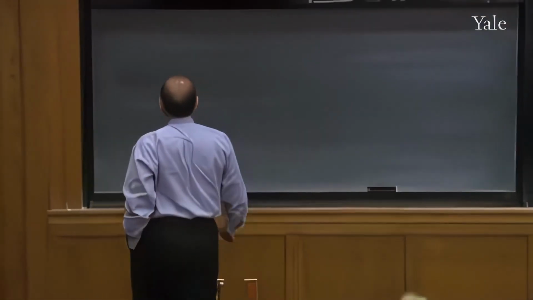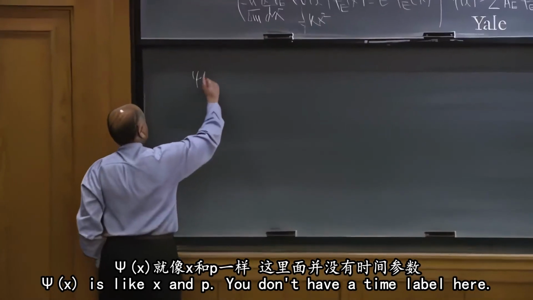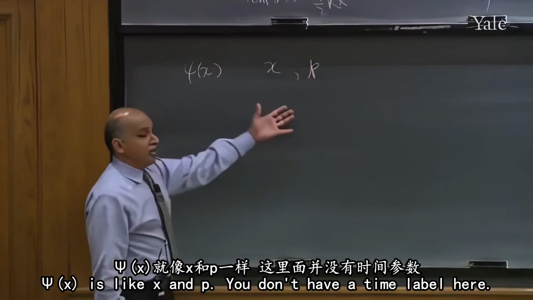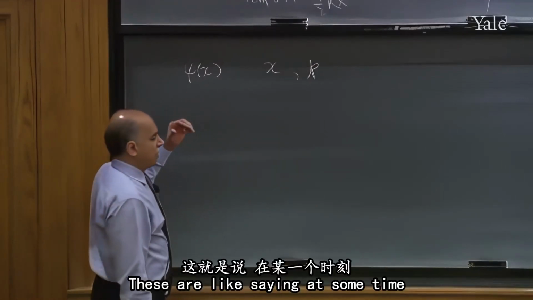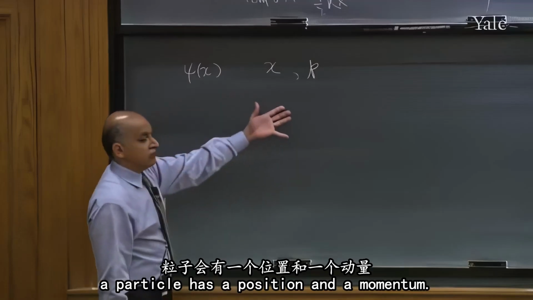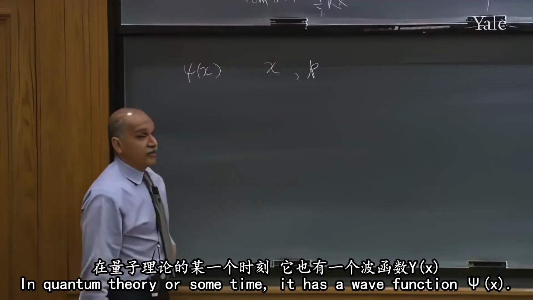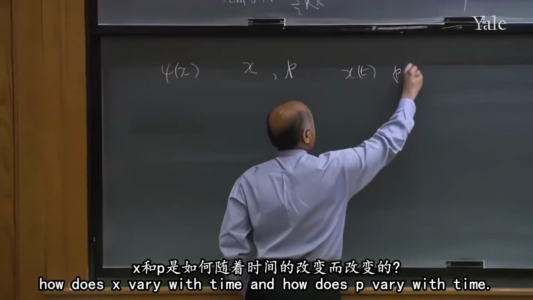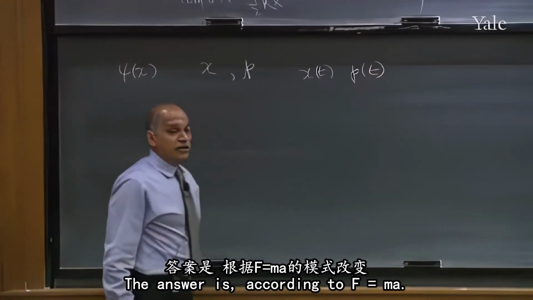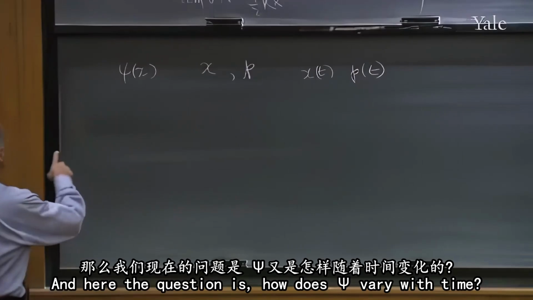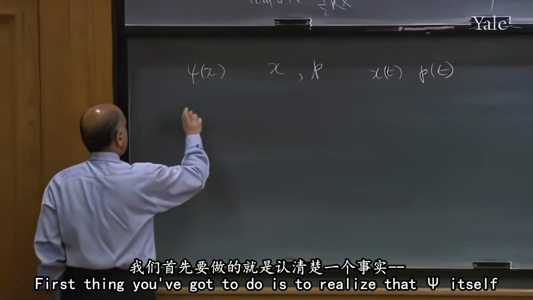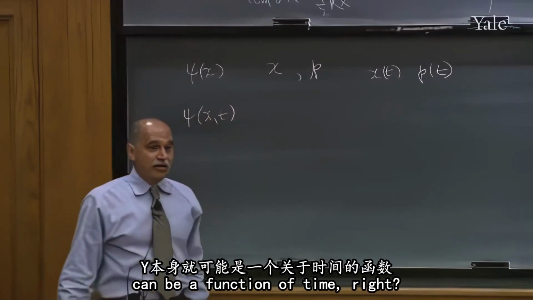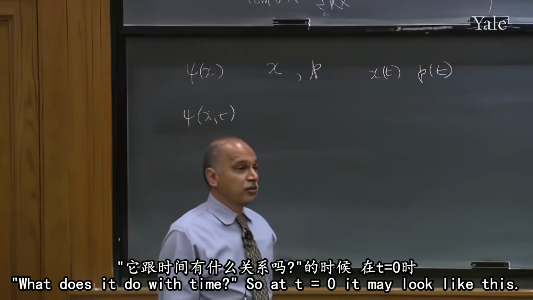So what are we trying to do? Psi of x is like x and p. You don't have a time label here. These are like saying at some time a particle has a position and a momentum. In quantum theory, at some time it has a wave function psi of x. But the real question in classical mechanics is, how does x vary with time, and how does p vary with time? The answer is according to F equals ma. And here the question is, how does psi vary with time? First thing you've got to do is to realize that psi itself can be a function of time. Right? That's the only time you've got to ask, what does it do with time?